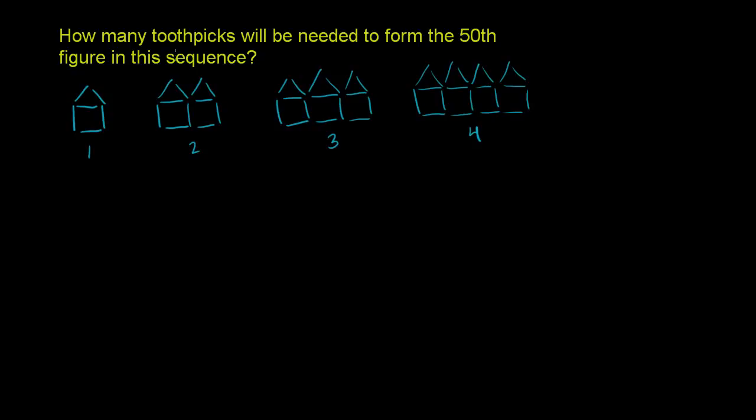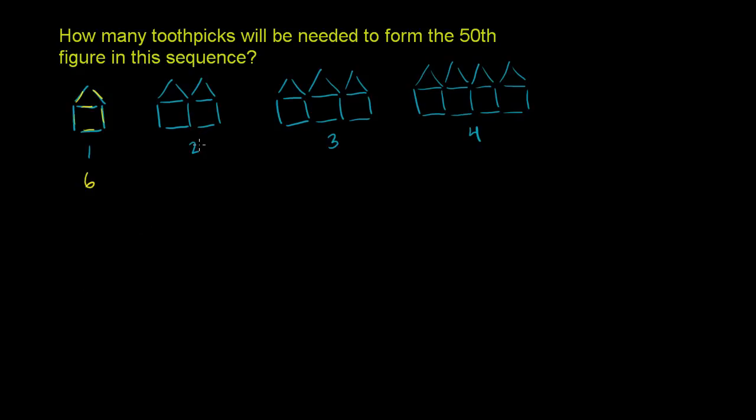We're asked how many toothpicks will be needed to form the 50th figure in this sequence. And they've drawn the first 4 figures in the sequence. It's the first, the second, the third. Now let's see what's happening here. In this first figure, we have this nice little house that they made out of toothpicks. And it has 1, 2, 3, 4, 5, 6 toothpicks. So the first figure in our sequence has 6 toothpicks.